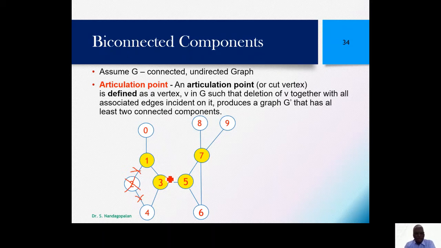Okay, so that is what we mean by an articulation point. That means whenever I select any vertex in the given graph, which is connected and undirected, and delete the vertex plus the edges, obviously I should be left with two or more connected components, right?